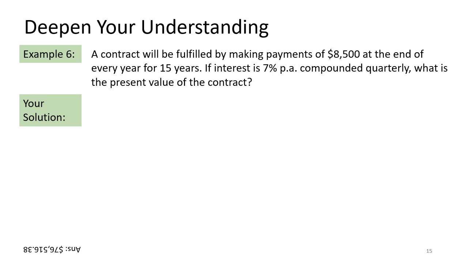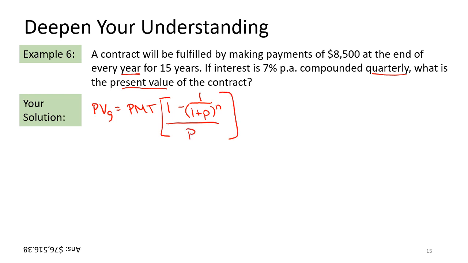So, a couple things. You know it's a present value. You also know that payments are made at the end of every year for 15 years, and interest is compounded quarterly. So they're different, means this is an ordinary general annuity. Starting with the formula, the present value is equal to the payment times 1 minus 1 divided by 1 plus, remember that equivalent interest rate, P, to the exponent N divided by P.